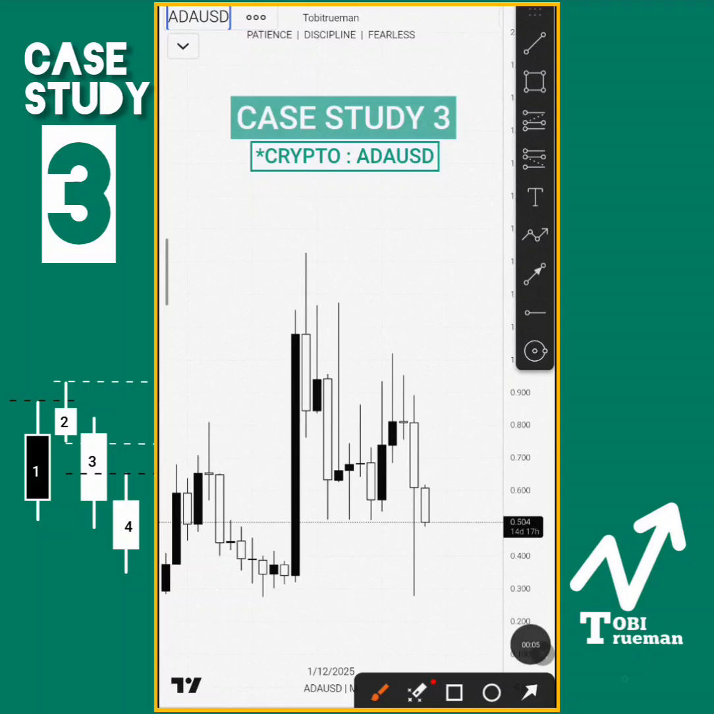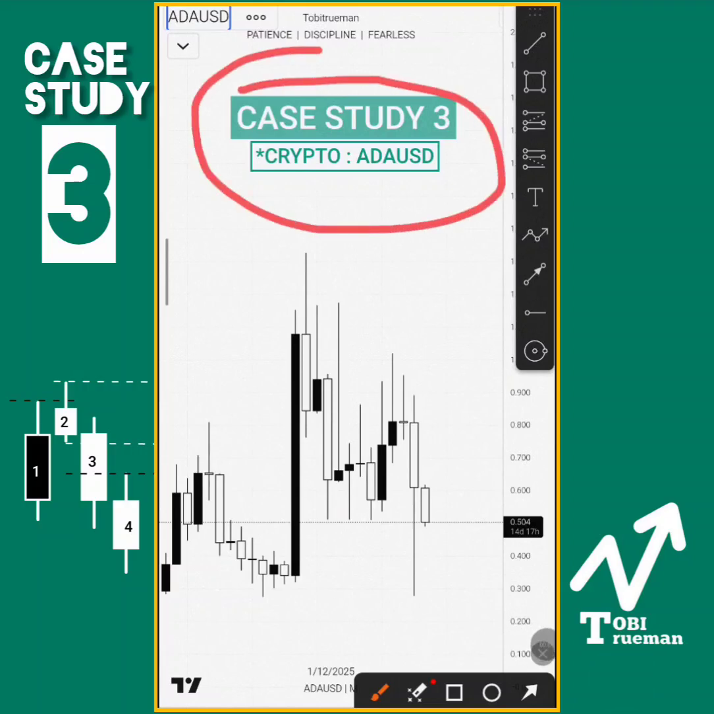Today we'll be looking at case study 3. The pair we'll be looking at is under cryptocurrency and is called ADAUSD. Like we usually do, we start from the monthly time frame, then the weekly, then we'll take our trade on the daily.